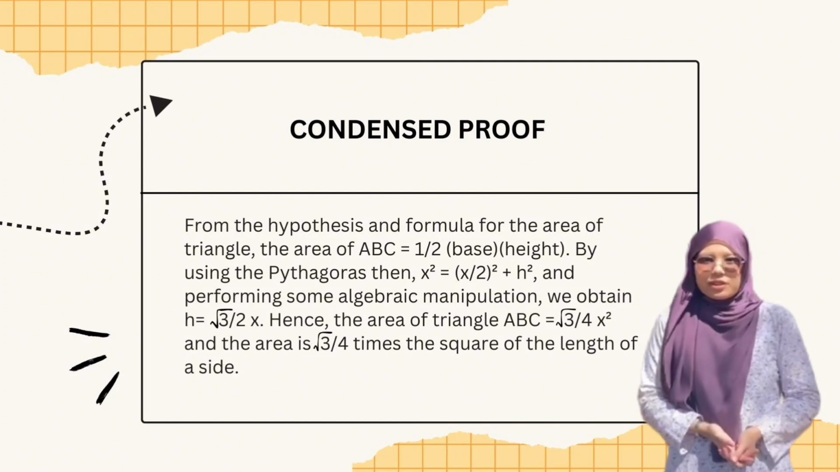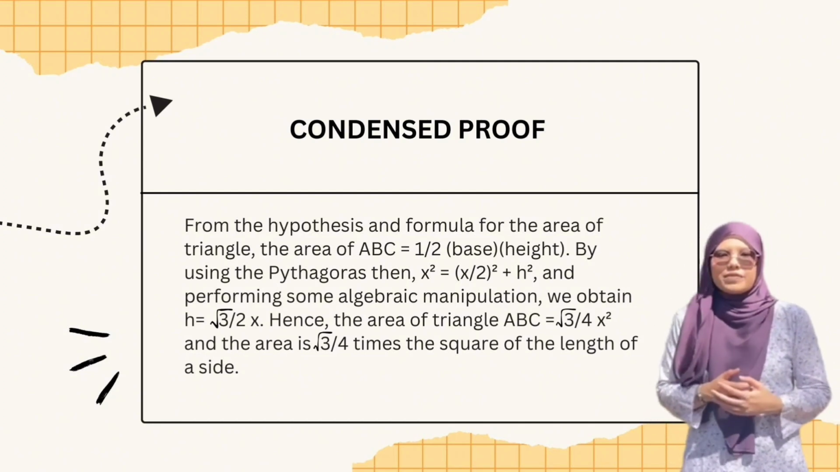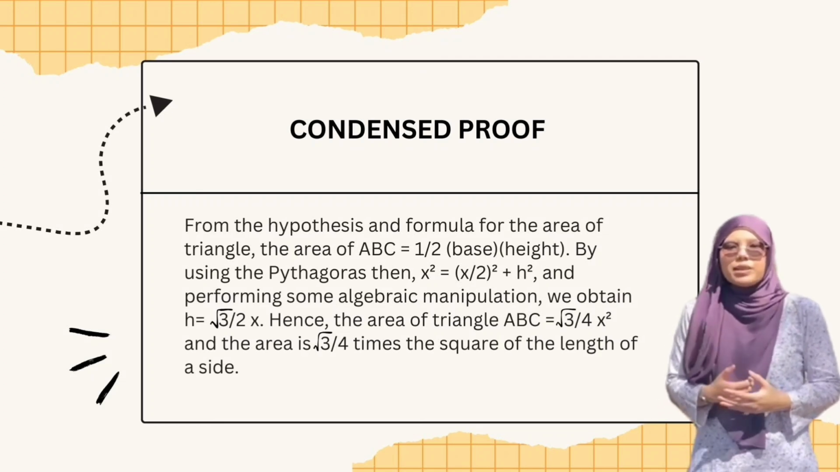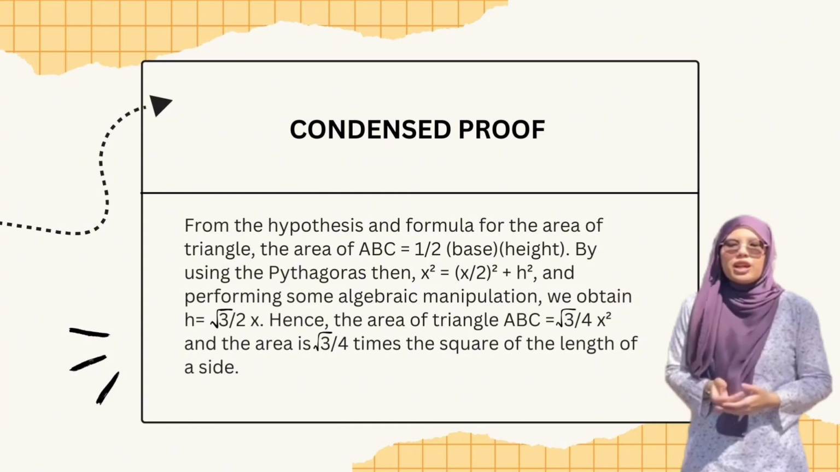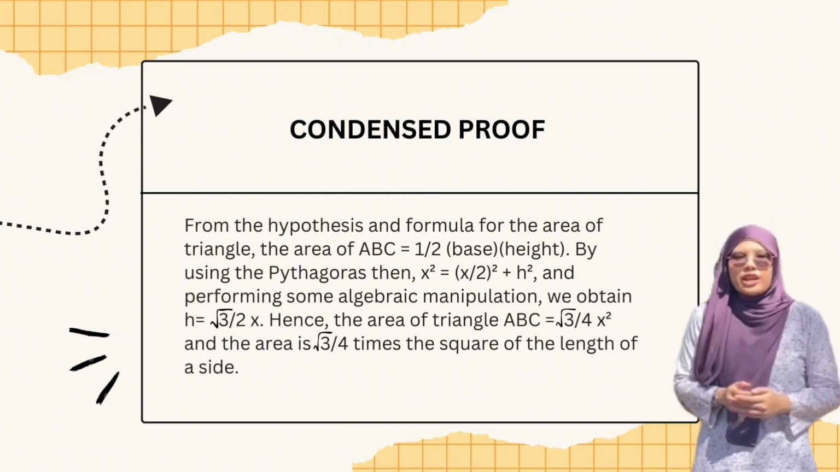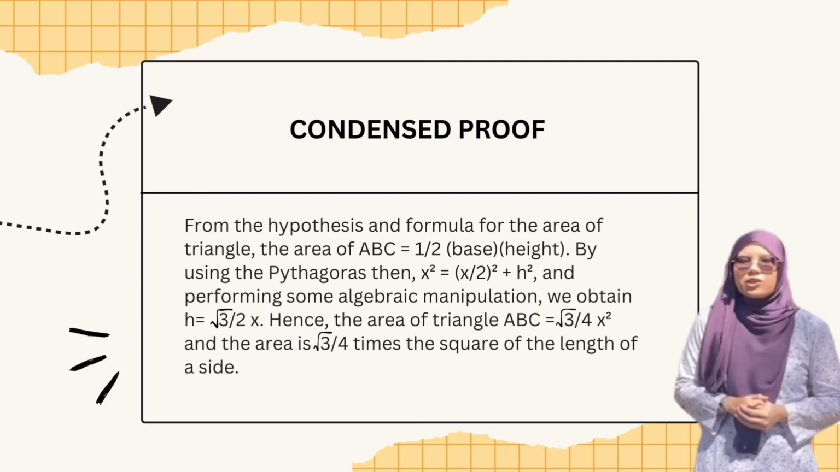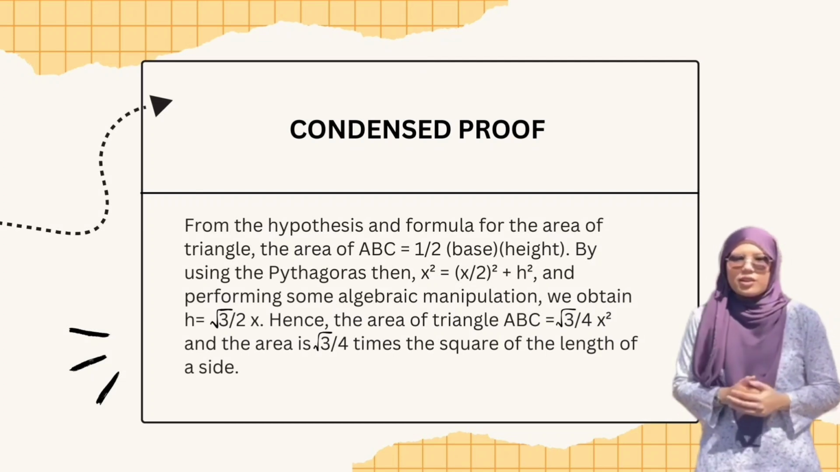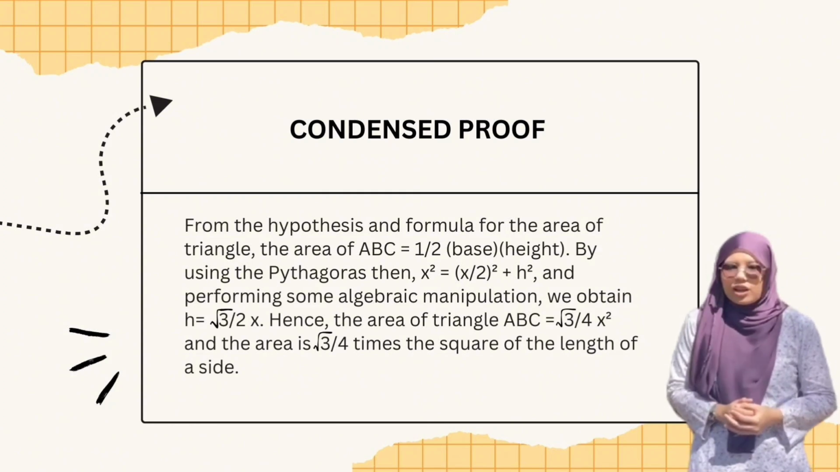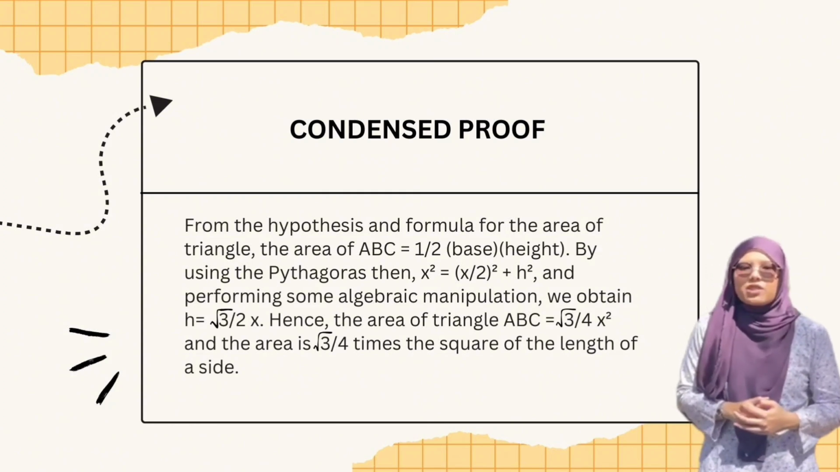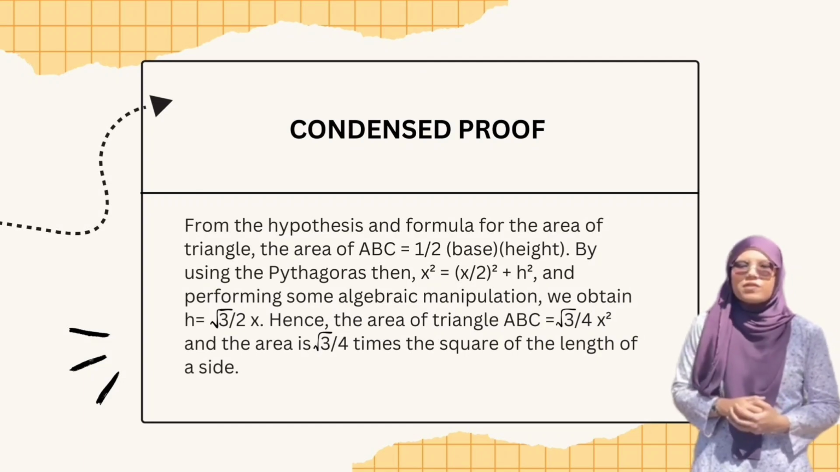For this condensed proof, from the hypothesis and the formula for the area of a triangle, the area of ABC equals 1 over 2 multiplied by base and height. By using Pythagoras, x squared equals (s over 2) squared plus h squared. And performing some algebraic manipulation, we obtain h equal to square root of 3 over 2 times x. Hence, the area of triangle ABC equals square root of 3 over 4 times x squared, and the area is square root of 3 over 4 times the square of the length of a side.